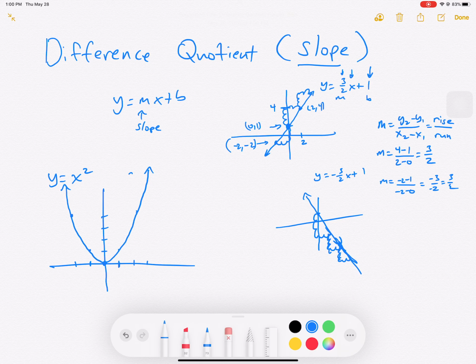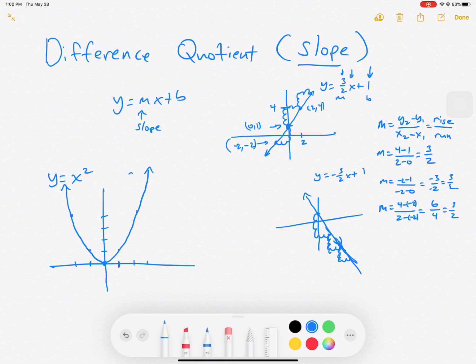I can also use my first and third point here. M is equal to 4 minus negative 2 over 2 minus negative 2. And this doesn't look like it would be 3 over 2, but it turns out to be 6 over 4, which reduces to 3 over 2.